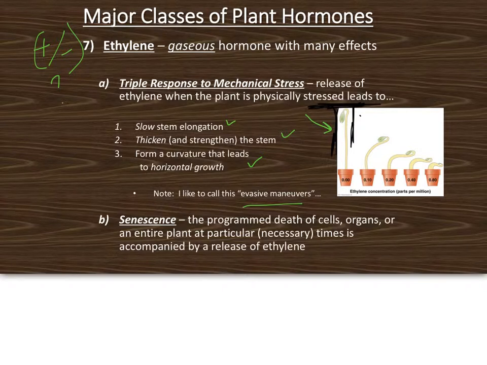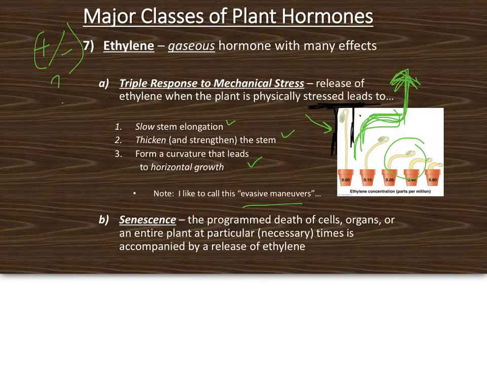So it slows down growth. Instead of trying to keep growing against that deck, it slows down. It thickens the stem to make it sturdier, and it elicits horizontal growth. Now, whenever it is free of that obstacle, it'll start to grow vertically again. So this plant will curve out of the way and then grow up. So you might have seen this before. Maybe there's a weed growing underneath your deck at home, and it'll be growing up, and then it'll run along the bottom of the underside of the deck, and then it'll pop up through one of the cracks or on the side.